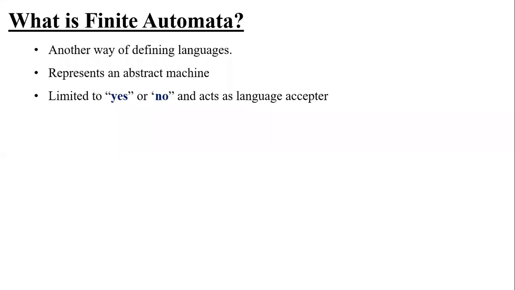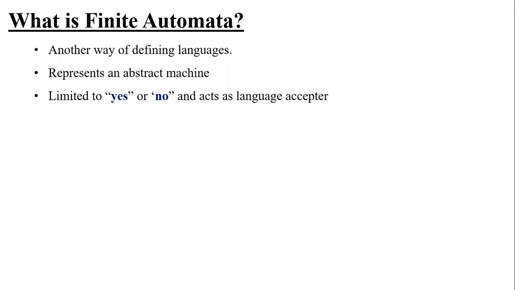What is finite automata? Finite automata is actually another way of defining the languages. It represents an abstract machine that is used to define a regular language. The limitation that we have with the finite automata is that it answers either yes or no. So there is no midway. And so that's why it also acts as a language acceptor.